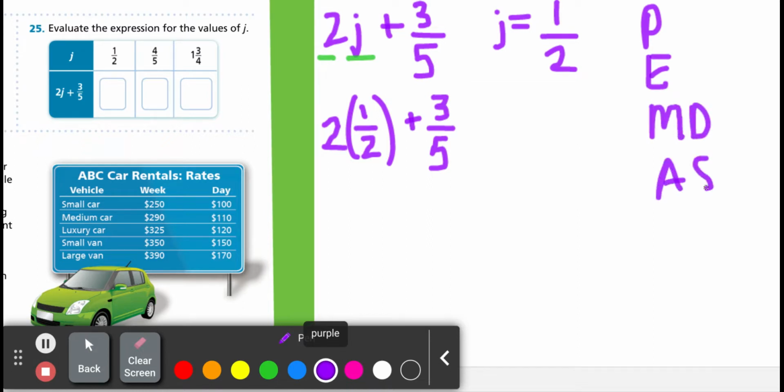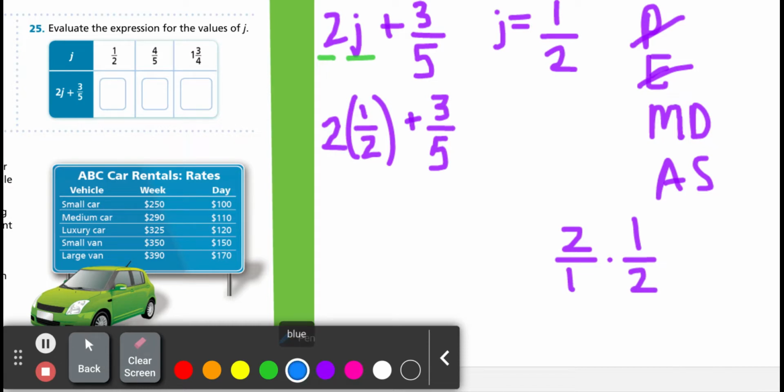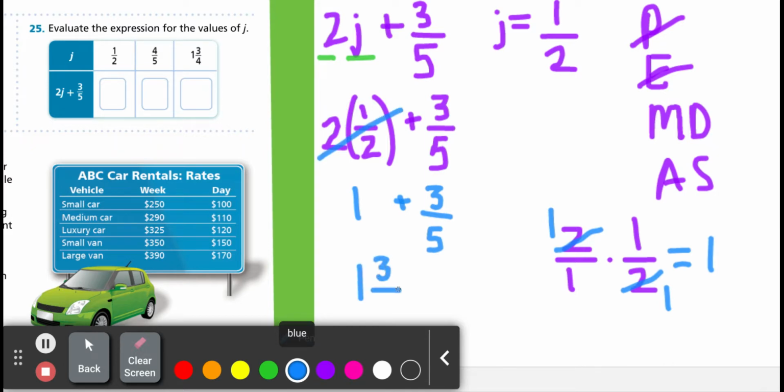So our first step, parentheses, nothing. Second step, exponents, nothing. Third step, multiplication or division. Yep. So off to the side, 2/1 times 1/2. Oh, I can simplify before multiplying here. 2 and 2 can both be divided by 2. 1/1. So 2 times 1/2 is 1. So now I have 1 plus 3/5. Well, 1 plus 3/5 is 1 3/5.